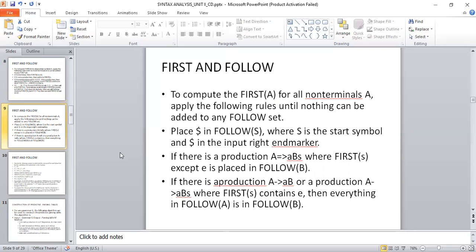To compute follow of A for all the non-terminals A, apply the following rules until nothing can be added to any follow set. Place dollar in follow of S, where S is the start symbol and dollar is the input right end marker. If there is a production A implies alpha B beta, then everything in first of beta except epsilon is placed in follow of B. If there is a production A implies alpha B, or a production A implies alpha B beta where first of beta contains epsilon, then everything in follow of A is in follow of B.